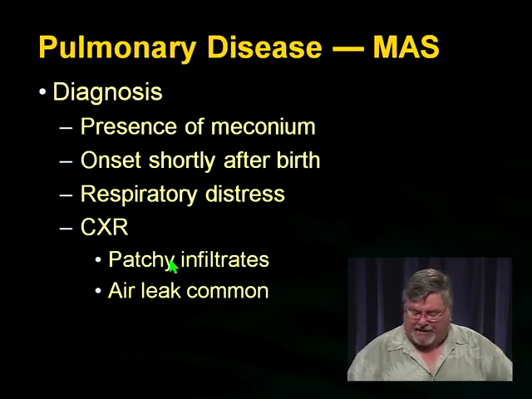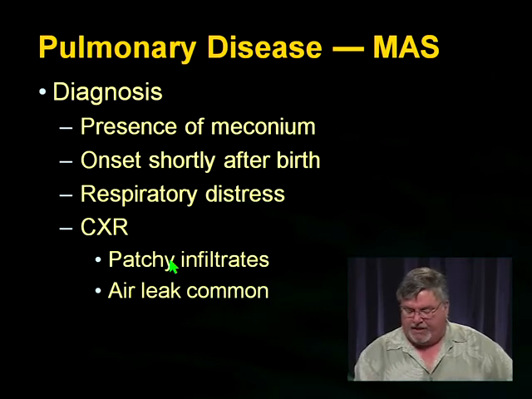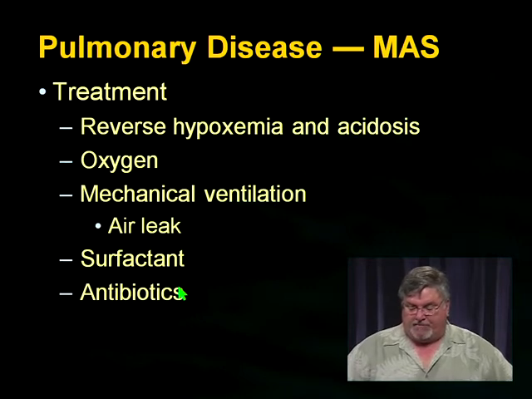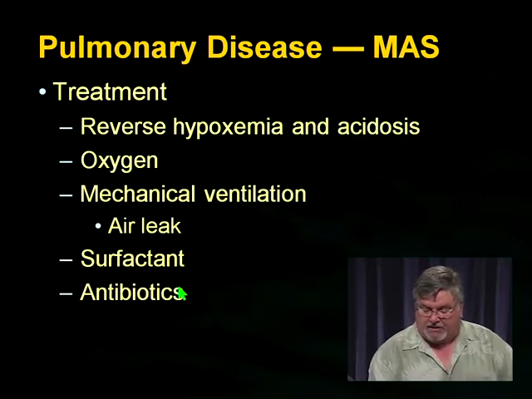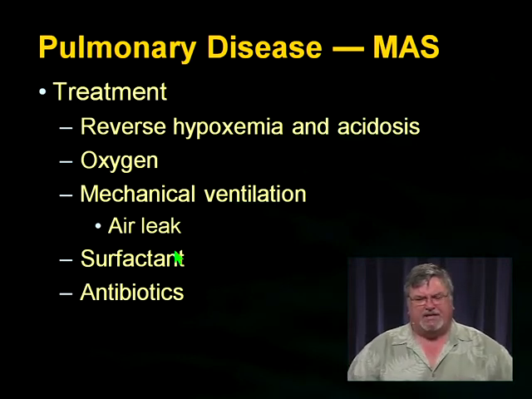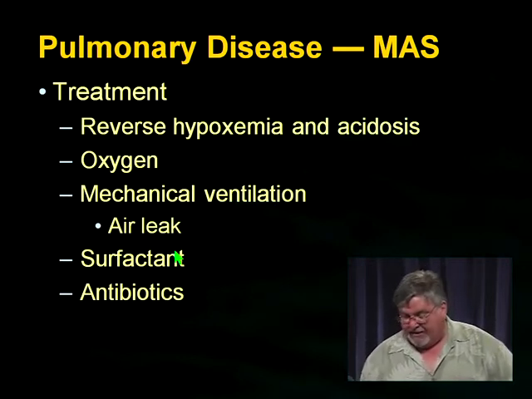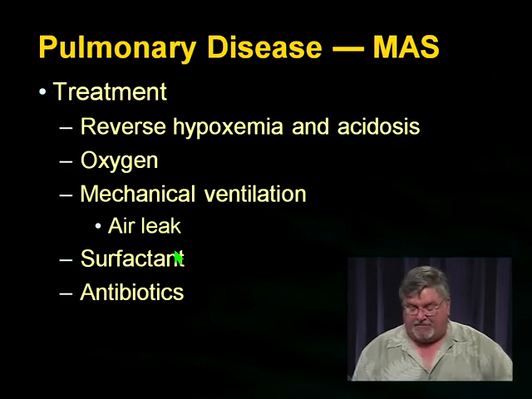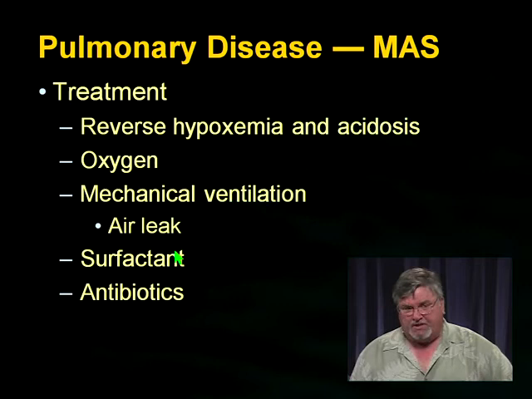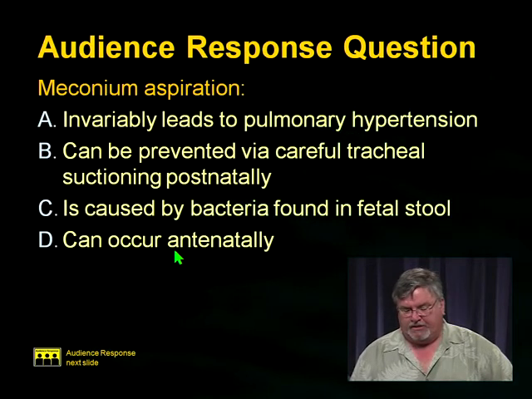These children have patchy infiltrates, so they're not diffuse, and they commonly have an air leak. This is how you treat them, so that makes sense, huh? Try and reverse their hypoxemia and acidosis. And again, be careful about mechanical ventilation and air leaks. Surfactant is useful because meconium actually deactivates surfactant. And antibiotics, if the baby is septic, then antibiotics are useful, but generally meconium is sterile. So they have a chemical pneumonitis, not a bacterial pneumonitis.